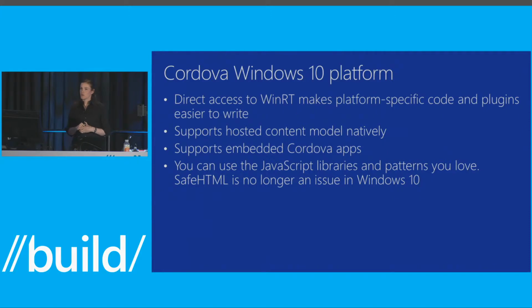And if you guys use WWA in Windows 8 or Windows 8.1, you may be familiar with some of the security restrictions around safe HTML that kept you from using Angular and Bootstrap and some of the other frameworks well. That is no longer an issue. We got rid of safe HTML, and now you can use all of the libraries you love within your Windows HTML app. So that's a pretty big thing for Windows, and will make your lives easier writing HTML apps, either through Cordova or natively for Windows.